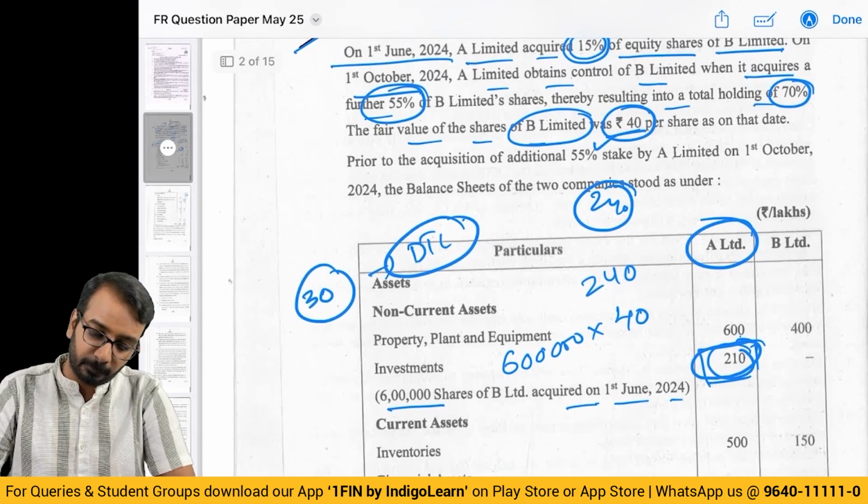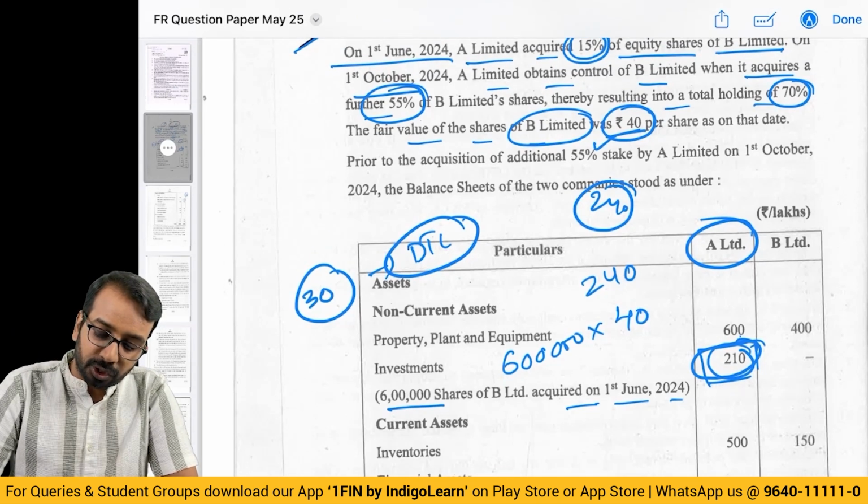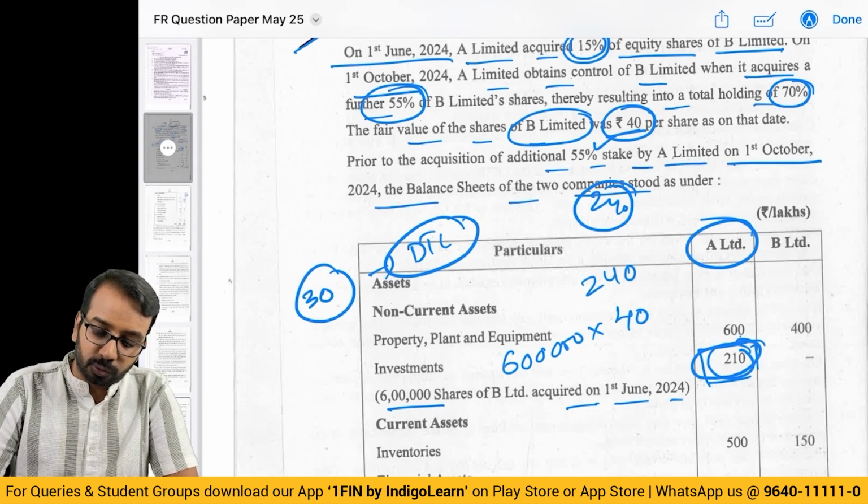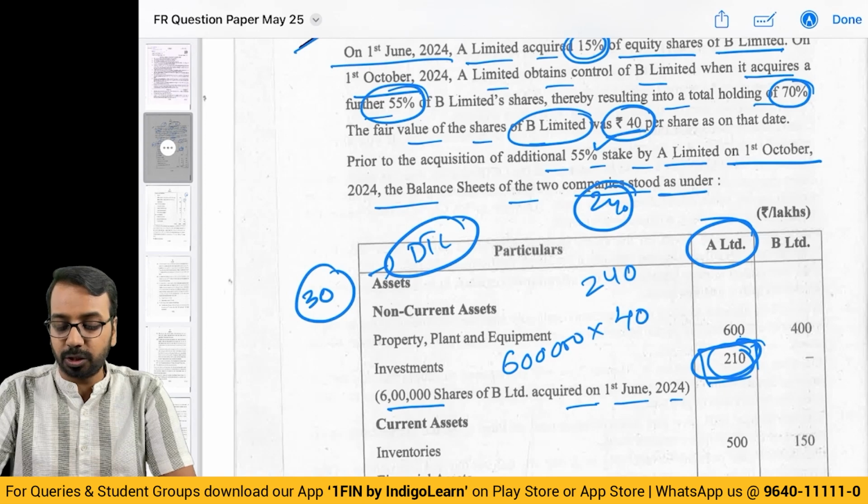Alright, then prior to the acquisition of 55% of stake by A Limited on 1st of October, the balance sheet of the two companies stood as under. So this is the balance sheet before acquisition.